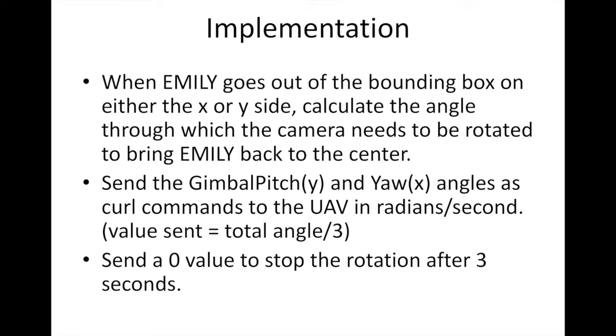We essentially send curl commands over to the server, which brings the required change. Photokite, however, accepts this change in radians per second. We first calculate the angle by which the camera needs to be rotated. Then we send this angle divided by 3 to Photokite. This is done to comply with the maximum rotation speed. Finally, after 3 seconds, we send a 0 value to stop the rotation.